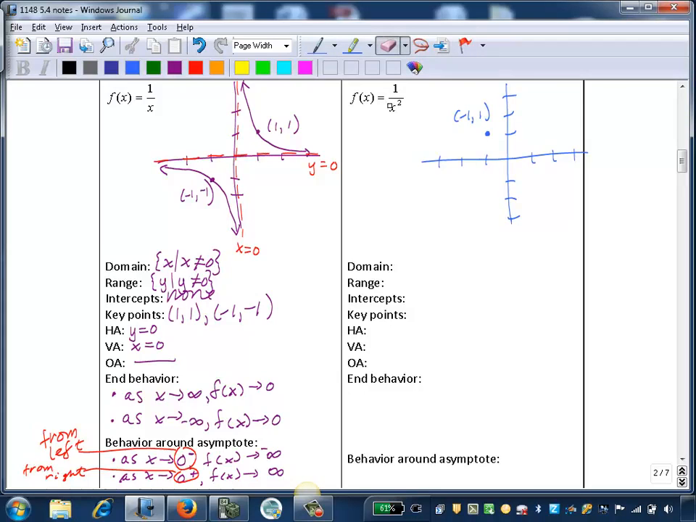Now, if I put in a 0 for my x, I can see this function will become undefined because I'll have a 0 in the denominator. So it turns out there's going to be a vertical asymptote at x equals 0. Those excluded values, values we exclude from the domain, cause vertical asymptotes.